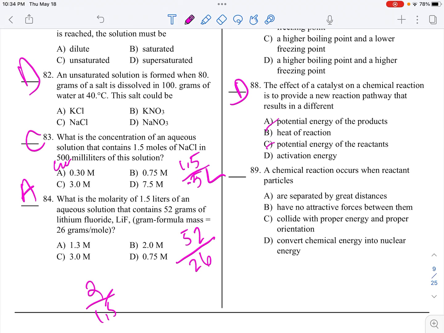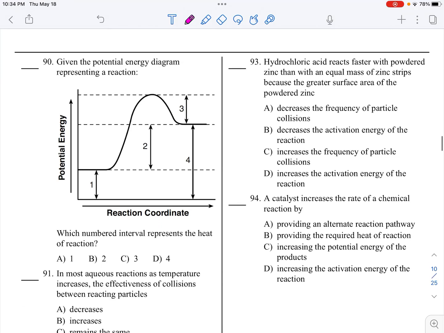Shortcut. A chemical reaction occurs when reactant particles have proper energy and orientation. If you're going to punch a window, you have to first aim your arm towards the window to have proper orientation, and you need to punch it with enough force to actually break that window. Otherwise, it's not going to work. PE diagram, where's the heat of the reaction? That's the difference of PE of products minus PE of reactants. So here's the PE of products. Here's the PE of the reactants. So the difference between those two is 2.